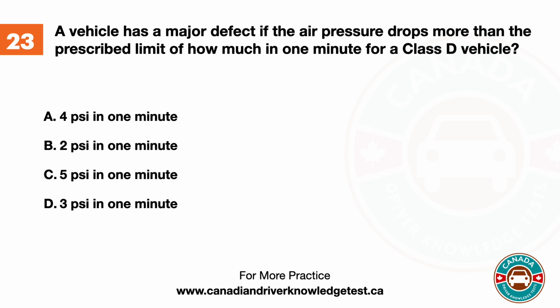Question 23. A vehicle has a major defect if the air pressure drops more than the prescribed limit of how much in 1 minute for a Class D vehicle? A. 4 psi in 1 minute. B. 2 psi in 1 minute. C. 5 psi in 1 minute. D. 3 psi in 1 minute. The answer is D. 3 psi in 1 minute.